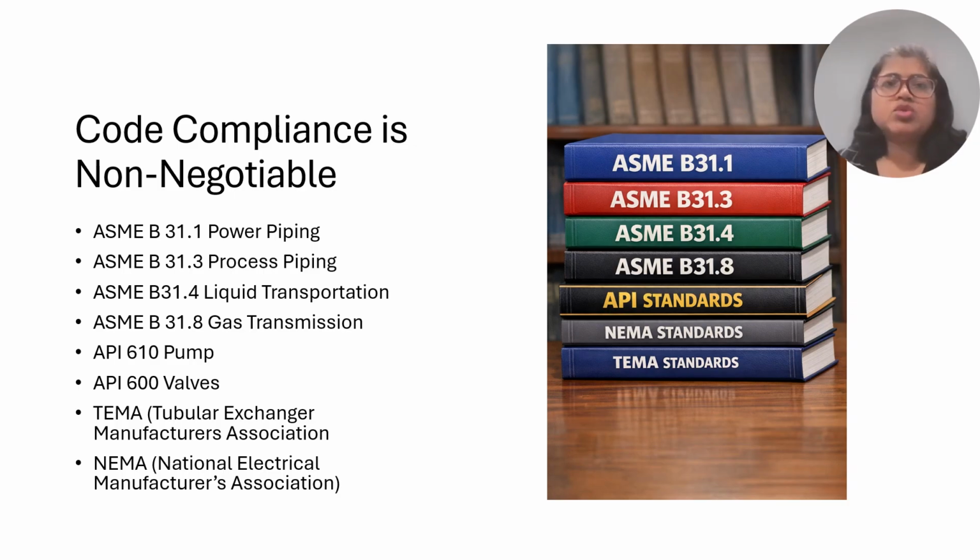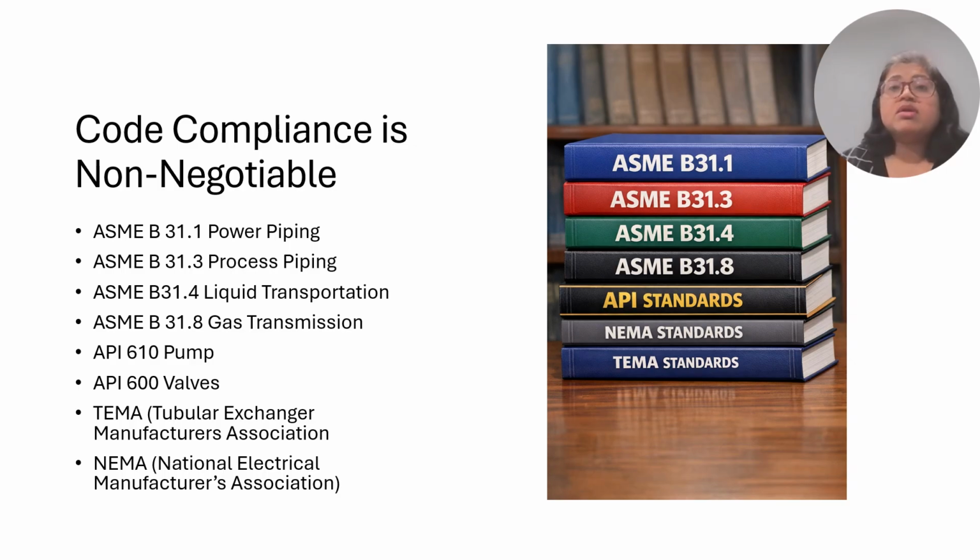Do you have this question? Is the code compliance negotiable? Code compliance is always non-negotiable. This is the Bible. ASME B31 series codes are our Bibles. B31.1 for power piping, B31.3 for process piping, B31.4 liquid transportation, B31.8 gas transmission.